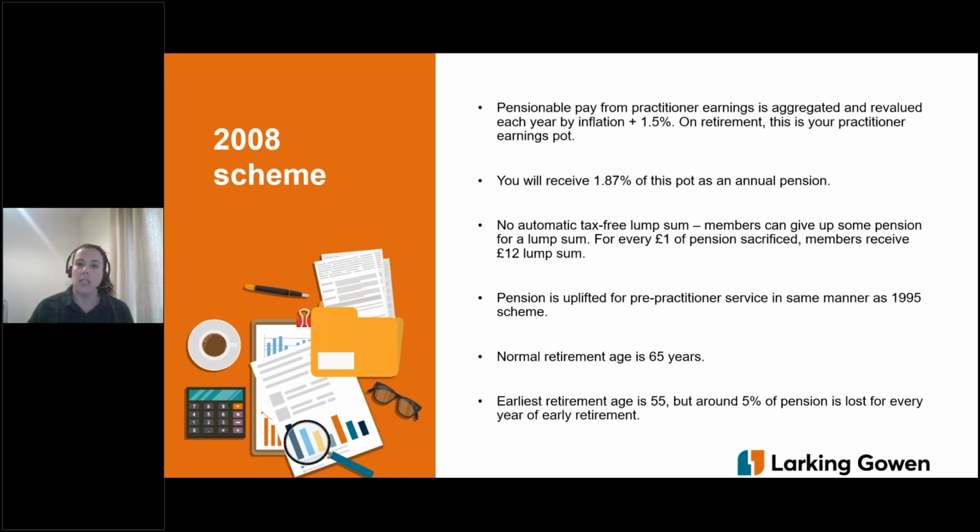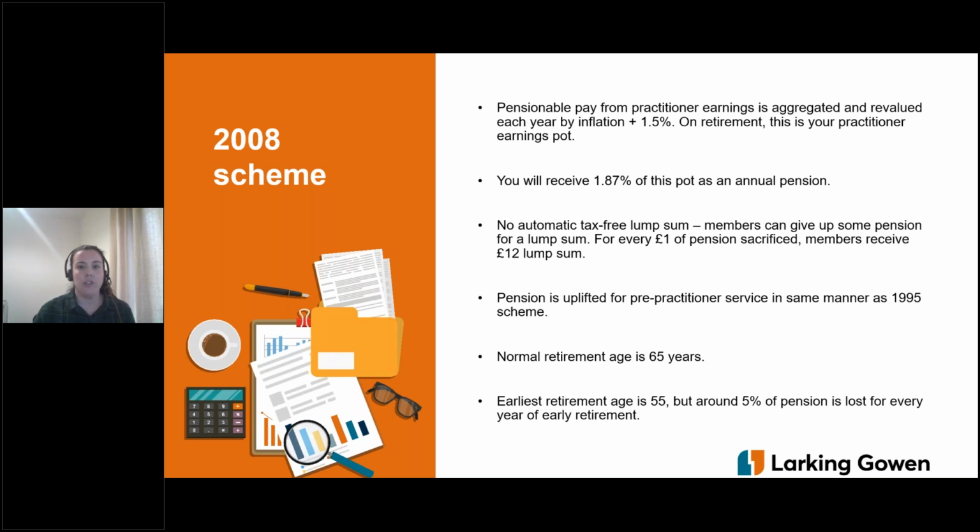If you did want a tax-free lump sum, you can give up some of your pension. Every £1 of pension that you sacrifice, you would get £12 of tax-free lump sum. And again, there are complicated rules about the amount of tax-free lump sum that you can receive based on your pension. So it's not free. It's just going to cost you some pension.